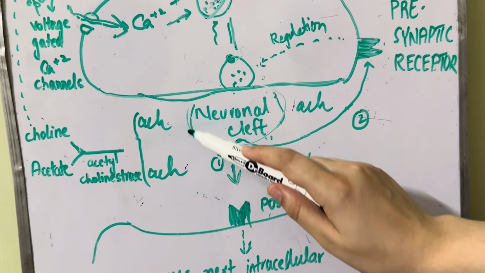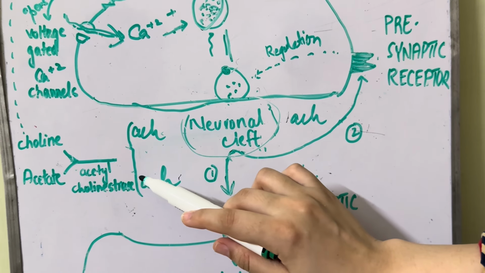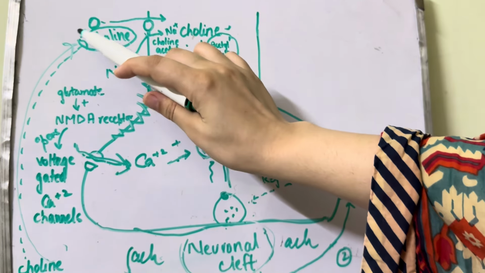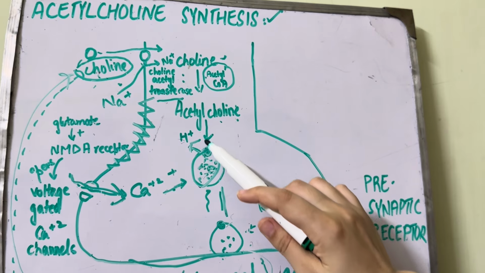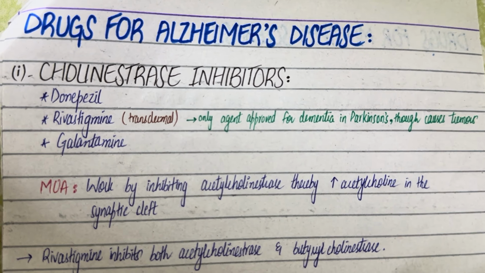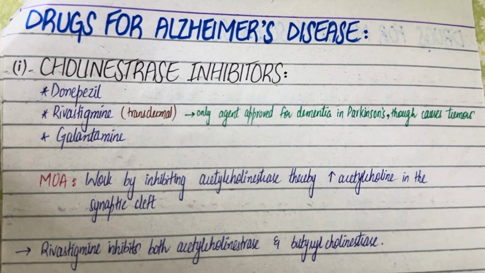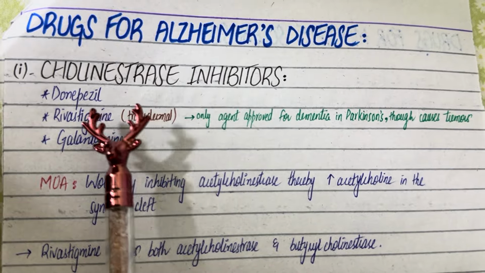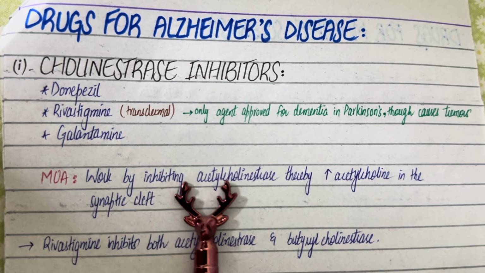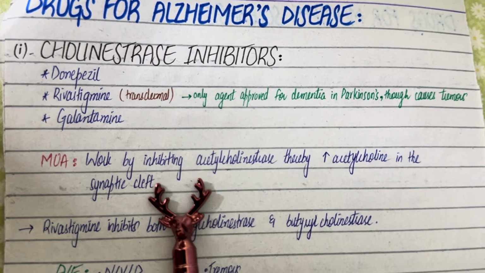The acetylcholine that is present in the neuronal cleft is broken down in the presence of acetylcholinesterase to choline and acetate. This choline goes back, adding to the pool of choline, and again the process of acetylcholine synthesis is repeated. After understanding how acetylcholine is synthesized, now we'll move on to the drugs. The first drug class used in the treatment of Alzheimer's disease is cholinesterase inhibitors. Their mechanism of action is that they work by inhibiting acetylcholinesterase, thereby increasing acetylcholine in the synaptic cleft.